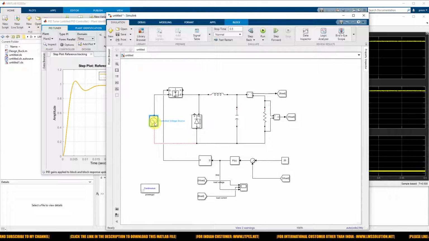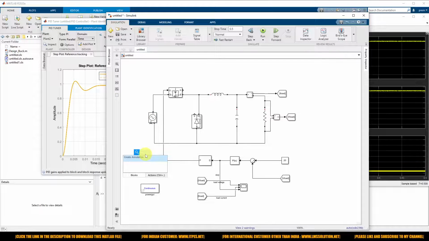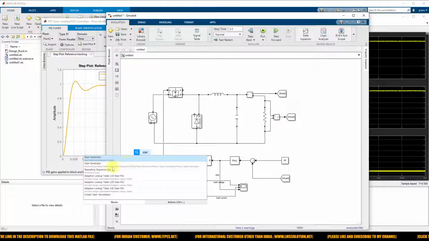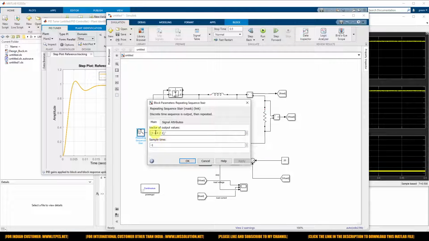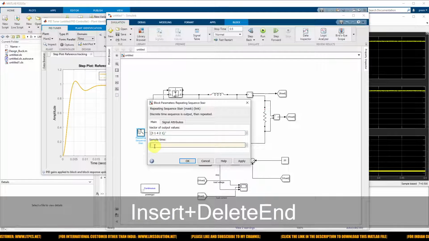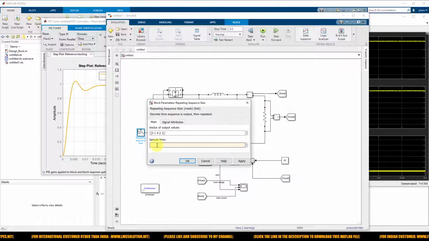So here I'm going to use a controlled voltage source, and then I'm going to use a repeating sequence block. Here I'm going to vary the input voltage between 45 and 25 volts. I'm going to take the sample time as 0.1. So the initial voltage is 45, and then 40, 35, 30 and 25. Okay, so I'm going to vary this voltage like this.